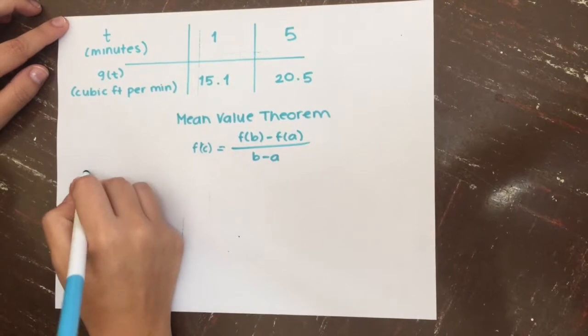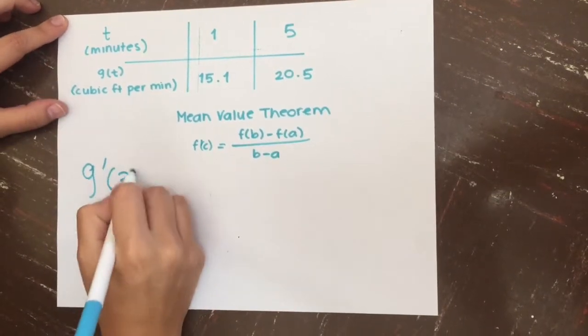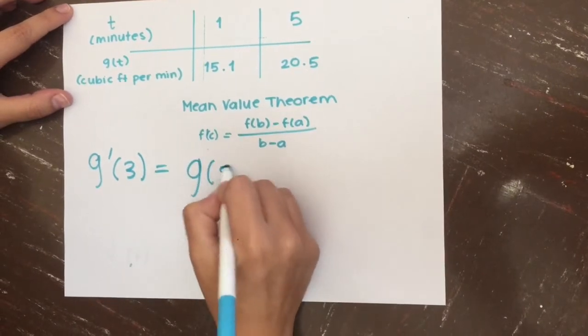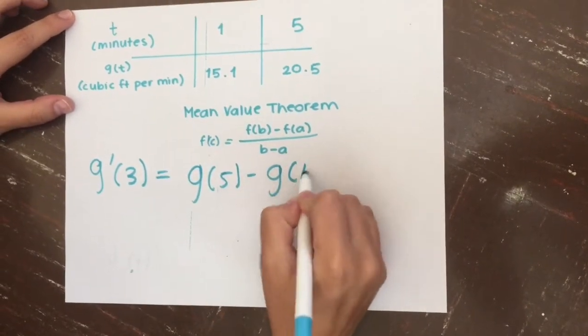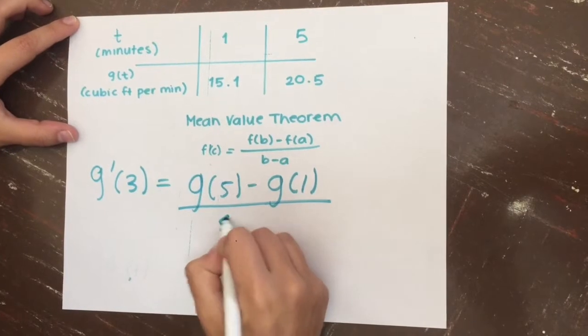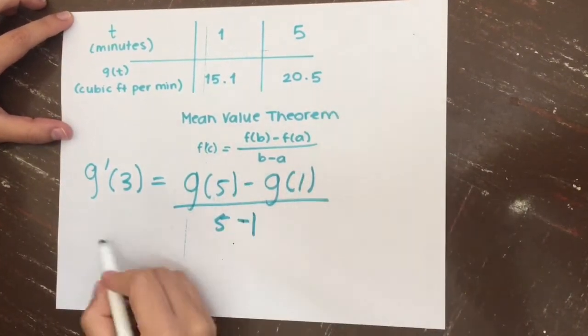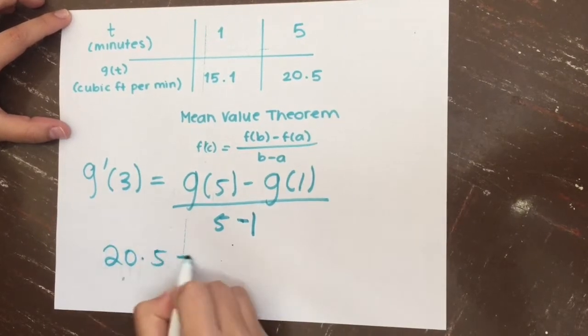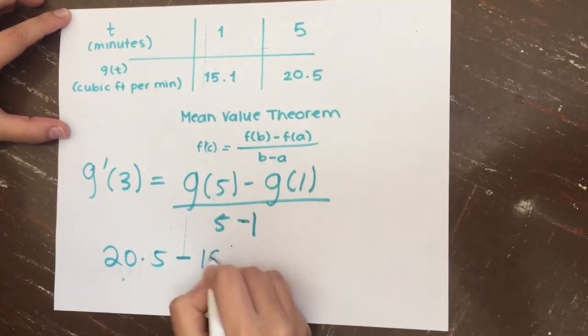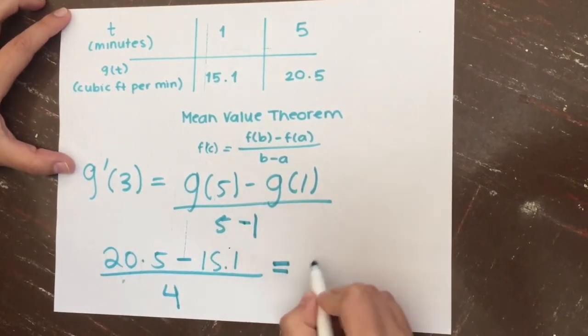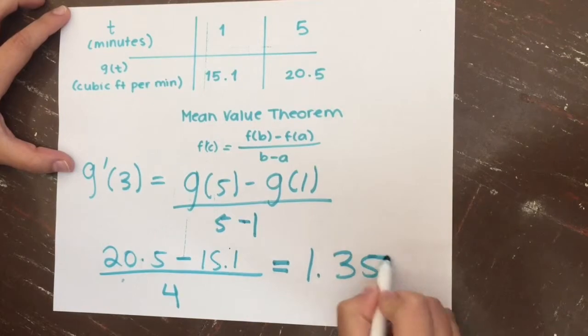In order to find g prime of 3, we need to use the mean value theorem, which states that we need g of 5 minus g of 1 over 5 minus 1. G of 5, according to our table, is 20.5 minus g of 1, which is 15.1, over 4. This is equal to 1.35.